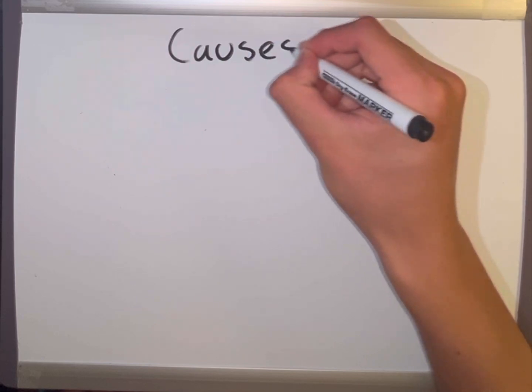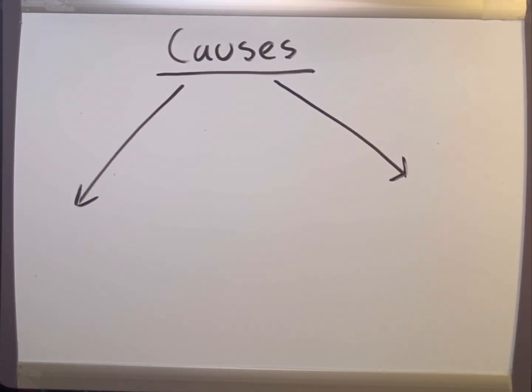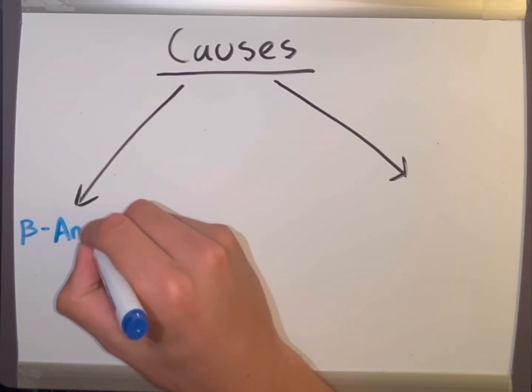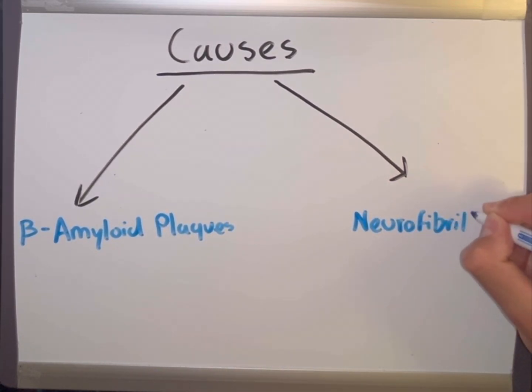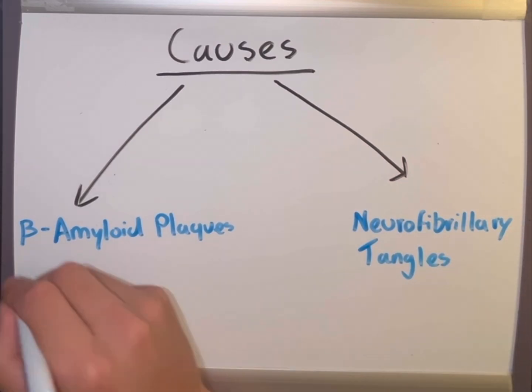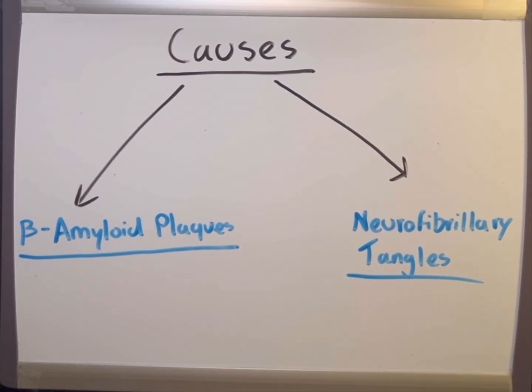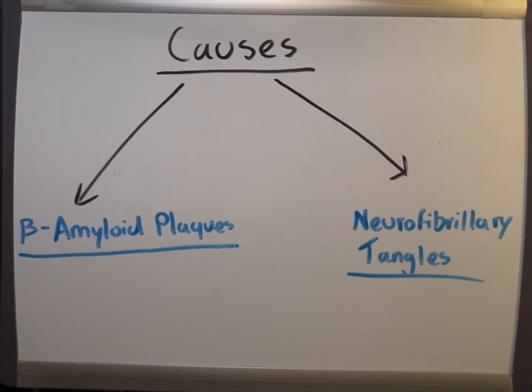The causes of Alzheimer's. It is important to note that the causes are not fully understood, but two major players that are often cited are beta amyloid plaques and neurofibrillary tangles. Neurofibrillary tangles are less specific to Alzheimer's and are seen in many other dementia diseases, while beta amyloid plaques are the hallmark of Alzheimer's disease.